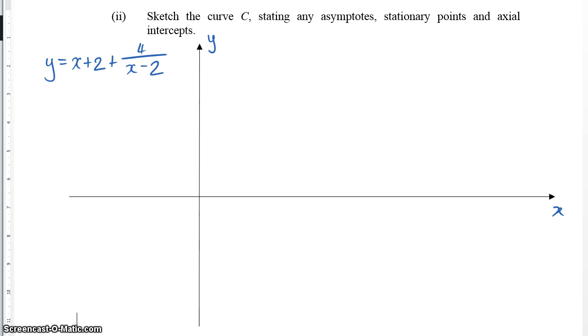Now, what do I need to know about this? Well, actually, I've got a lot of information already. What are the asymptotes? I can read these off. This is a rational function, so there should be an asymptote where x is equal to 2. So that's the first thing I'm going to draw, x = 2.